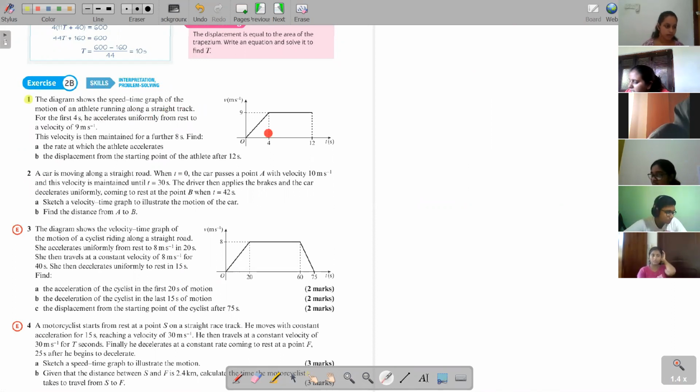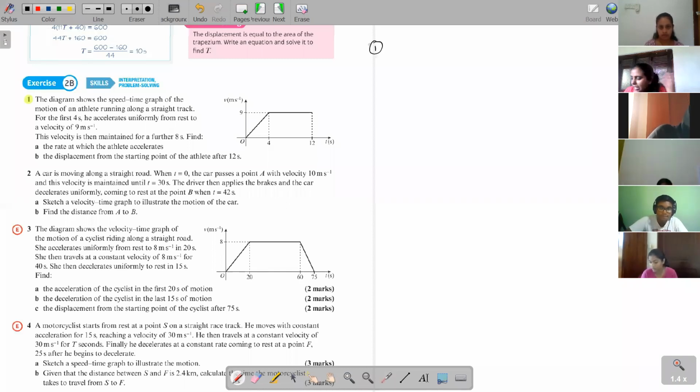For the first 4 seconds, he accelerates uniformly from rest to a velocity of 9. The velocity is then maintained for a further 8 seconds. Find the rate at which the athlete accelerates. Now, when they ask you to find the acceleration, do we have acceleration throughout this graph or only for a section of the graph? Only for a section, right?